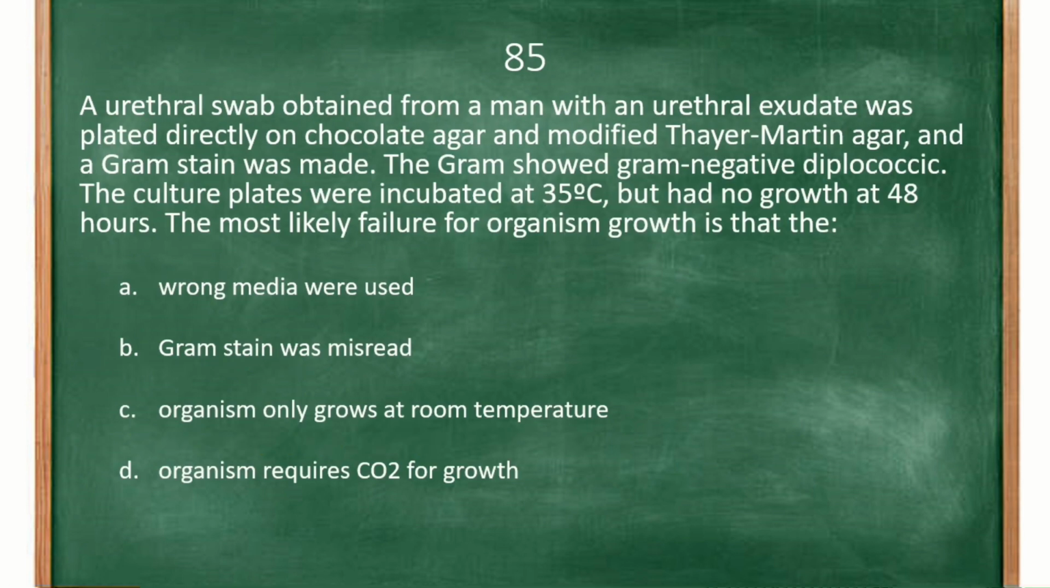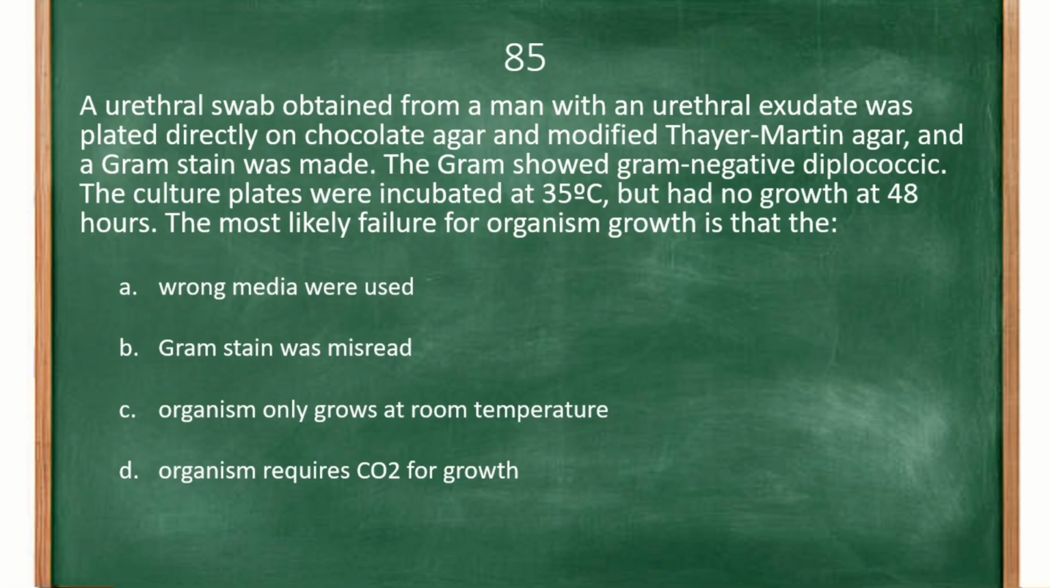Okay, question 85. It says that a urethral swab obtained from a man with a urethral exudate was plated directly on chocolate agar and modified Thayer-Martin agar, and a gram stain was made. The gram stain showed gram-negative diplococci.